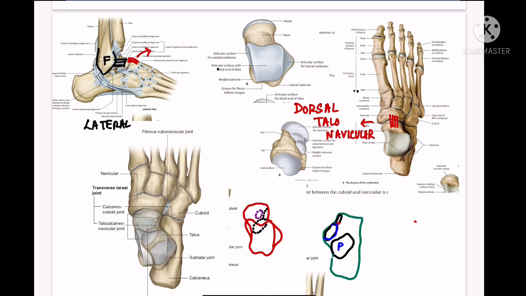This is F for fibula. Anterior talofibular ligament. So that is attached to the lateral surface.